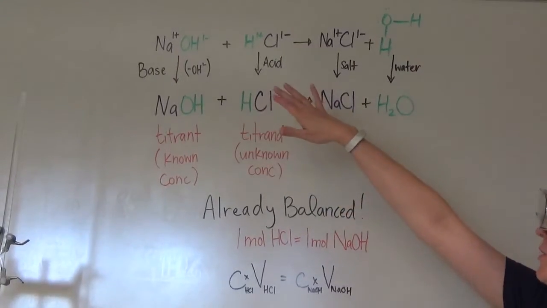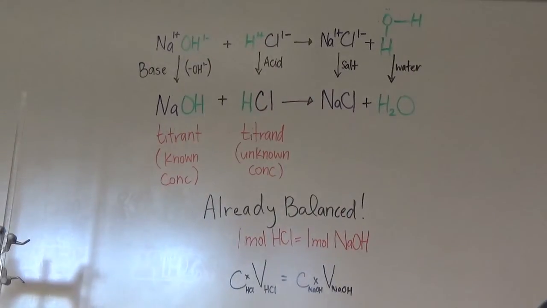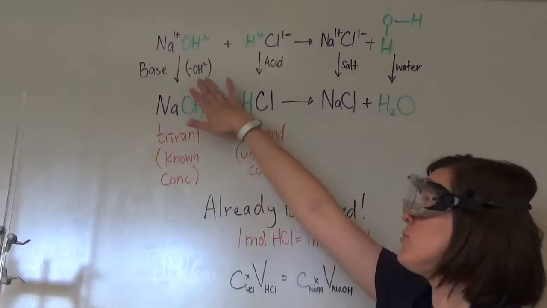We know that when we take a base and we react it with an acid, we get two products. What are those two products? Water and a salt. Good. So this is the one that we're going to be doing in the lab first today.